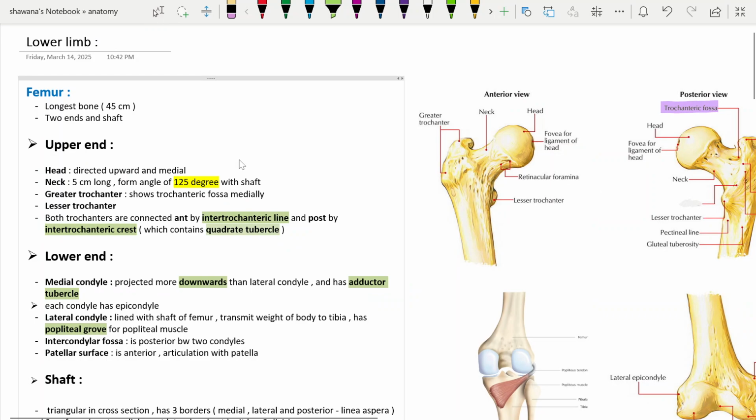Good evening, guys, and today our topic is the femur. I have discussed the hip bone in detail, and you can see it in the anatomy playlist.